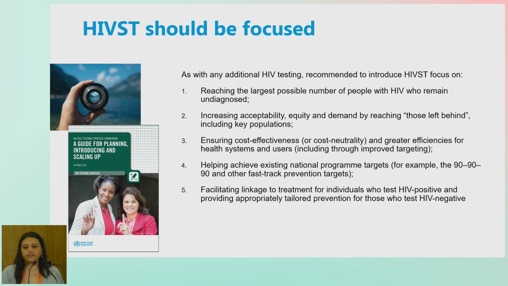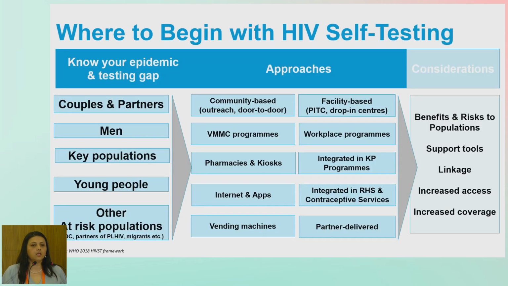We need to ensure that there's cost effectiveness and therefore offer self-testing to people who are most at risk or who are not willing to come to the facility, rather than rolling it out for all clients who have been generally coming to a facility also. It helps us achieve the 95, 95, 95 goals, of course, and then of course facilitates linkage to treatment as well. So how do we begin?